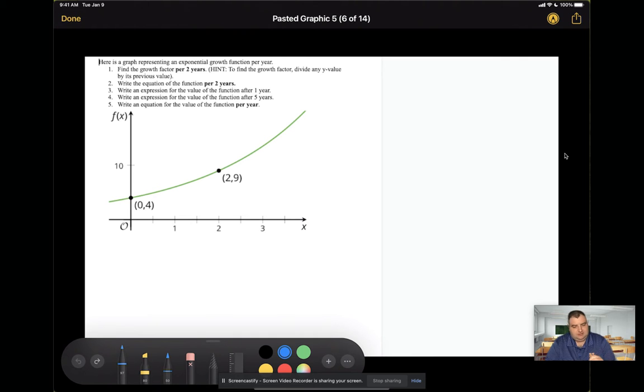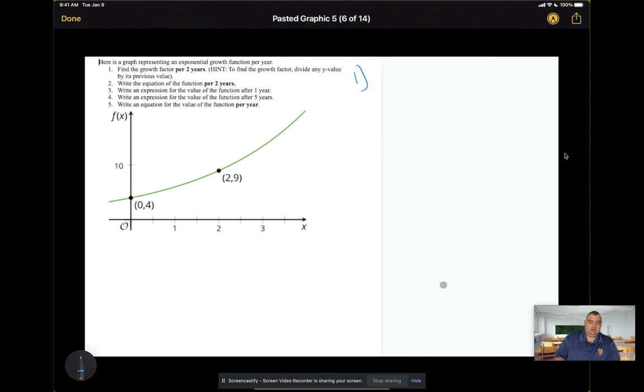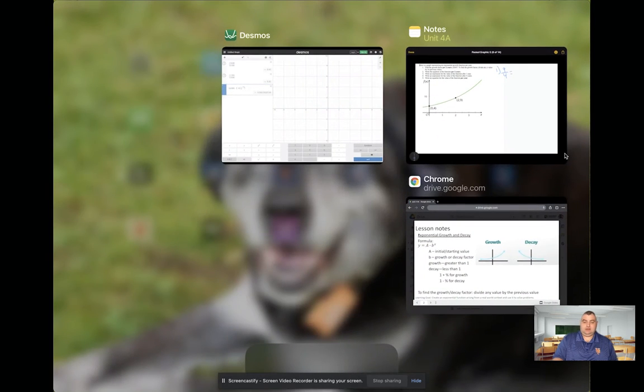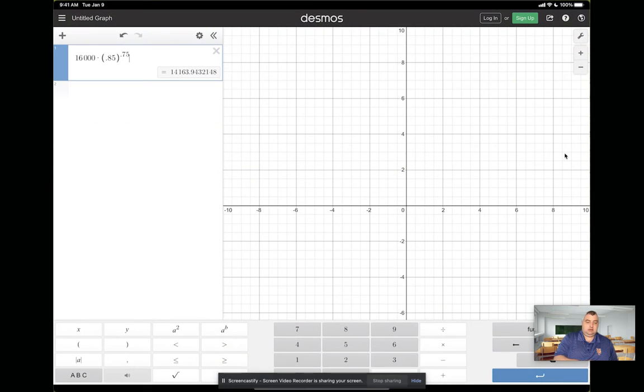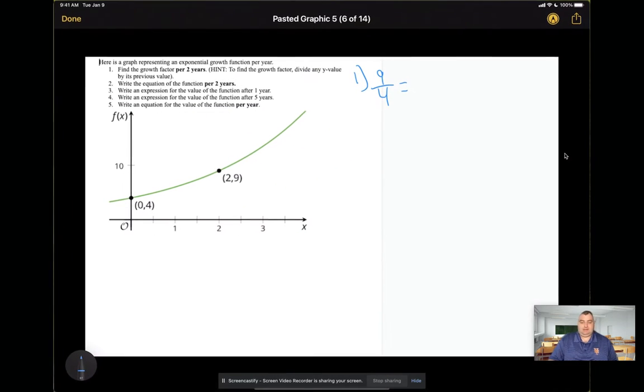In this case, I'm going to take 9 and divide it by 4. Use a calculator if you need to. 9 divided by 4 is 2.25. So my growth factor per 2 years is 2.25. Why is it the growth factor per 2 years? Because notice the x value goes from 0 to 2.